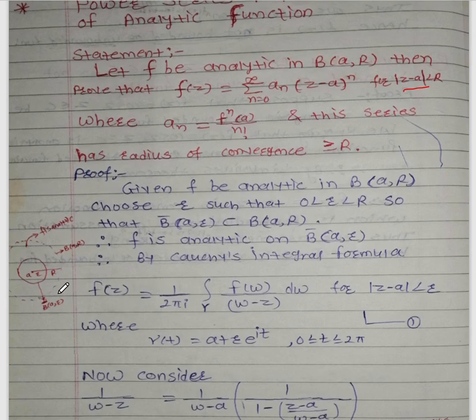Let us choose a small radius r such that 0 is less than r, which is less than capital R. We have to select it so that the closed circle whose center is a and radius is r, which can also be called a closed ball, is contained in the open circle, or open ball, whose center is a and radius is R.